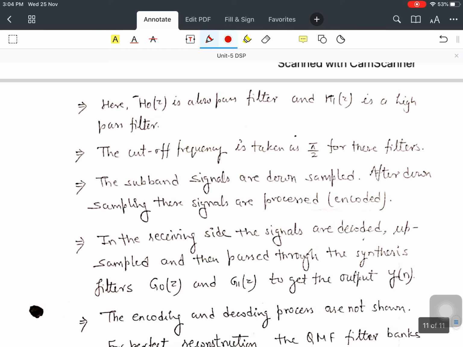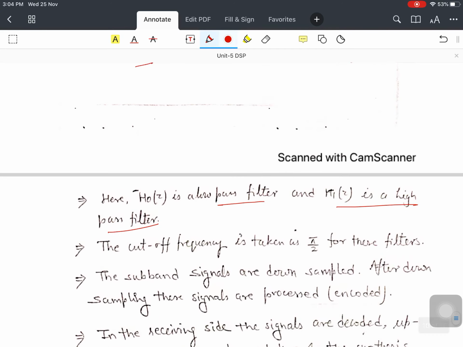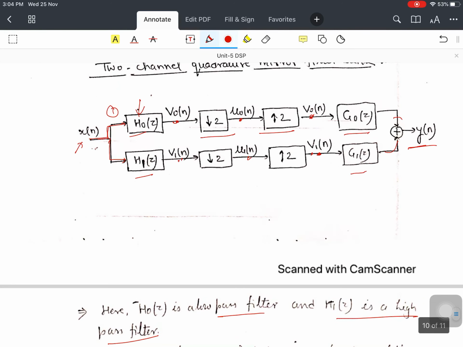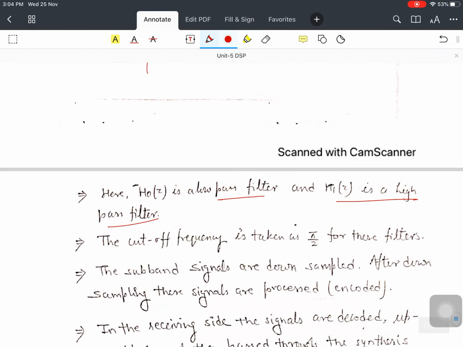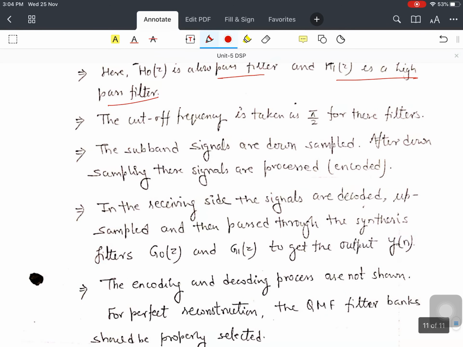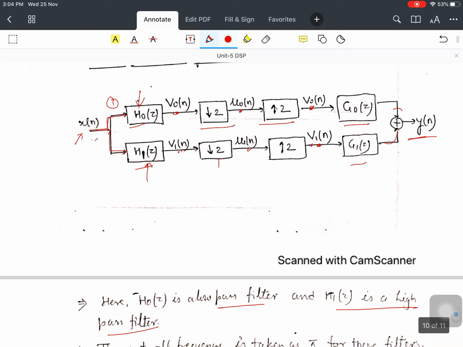The same theory is mentioned over here. H 0 Z is a low pass filter and H 1 Z is a high pass filter. This is the response of the low pass filter and this is the response of the high pass filter. The cutoff frequency is taken as pi by 2 for these filters. The subband signals are downsampled. As you can see over here, we are downsampling by 2 and after that upsampling by 2.